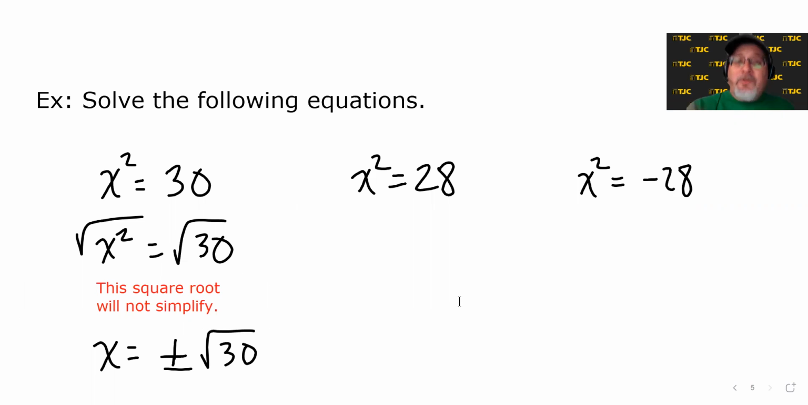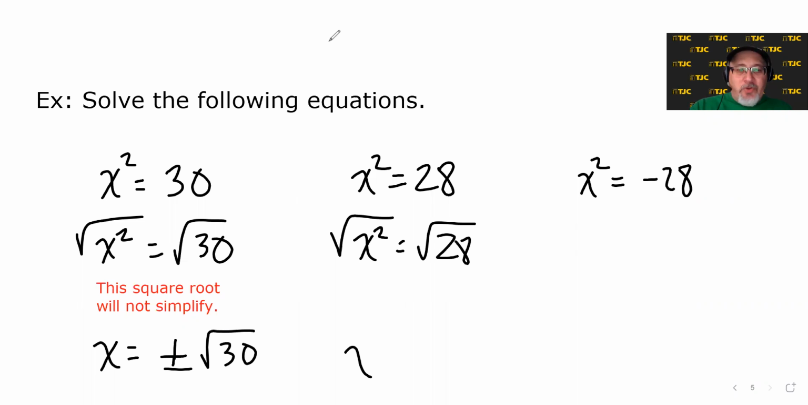Now, by contrast, when we do the next one, x squared equals 28, and take the square root of both sides, the square and square root will cancel still. We will still use a plus minus on the right side because that's the square root property of equations.